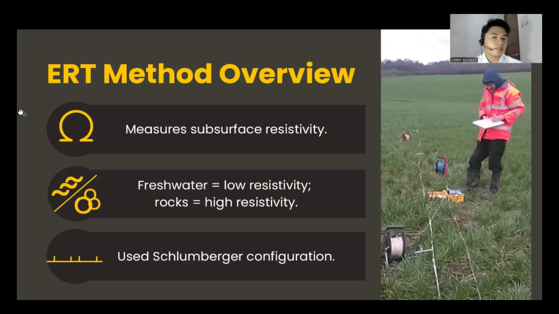So ERT works like a medical scan of the earth. It sends electrical current through the ground and measures how resistant different layers are. Fresh water has a low resistivity because it conducts electricity, while dry rocks resist it more. They use a Schlumberger configuration, which provides good depth coverage and reduced surface noise. It is important for the accuracy in an even terrain like Buriram province.